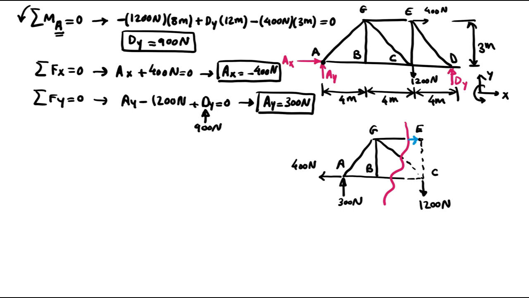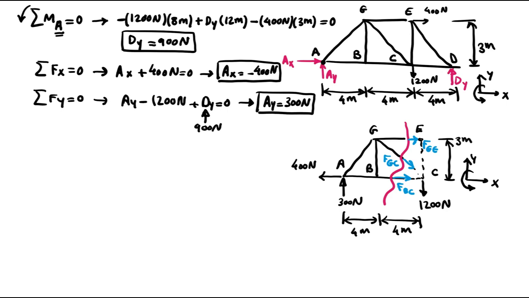I'm going to draw the forces. This is the force in member GE. This is the force in member GC, and this is going to be the force in member BC. I'm going to draw the coordinate frame next to my free body diagram. Again, counterclockwise is positive, and I'm going to draw all the dimensions. 4 meters, 4 meters, and this is going to be 3 meters. So this is the free body diagram.